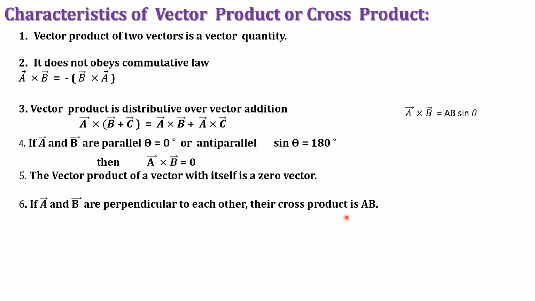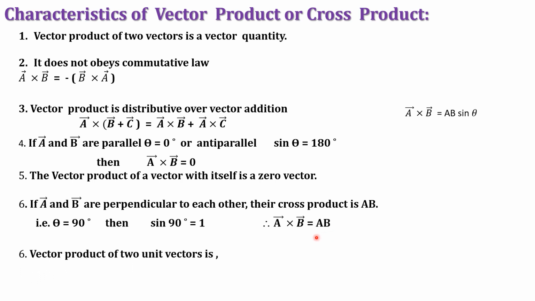Now we see what the cross product of two unit vectors is. Here we say that A cross B is AB. That explanation we write here. Theta is 90 degrees, sine 90 is 1. Therefore, vector A cross vector B is equal to AB. Now we see what the vector product of the two unit vectors is.